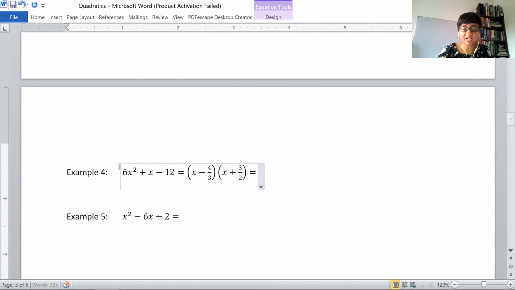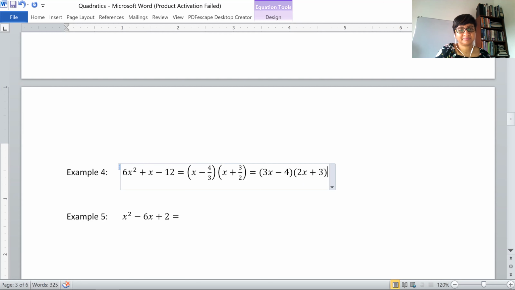Some of you may have gotten it this way: 3x minus 4, it's the same thing, and 2x plus 3. Okay. Both are correct. Yeah, 3x minus 4 and 2x plus 3. Lishan, yes.